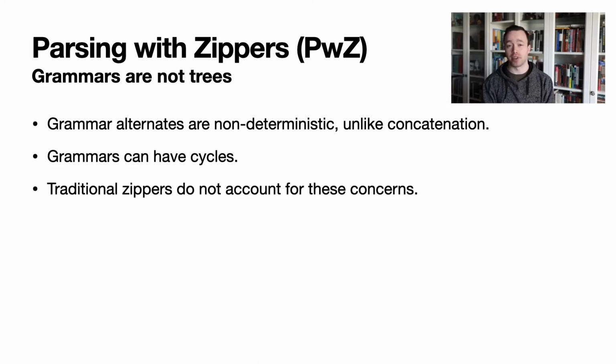Now, there is a problem with our zipper implementation, which is this. It can't yet handle all context-free grammars. It'll work fine for concatenation and tokens, but that's it. Many CFGs have alternates and cycles, which are part of what makes CFGs so useful. We'll have to improve our zipper if we want to use it for parsing CFGs.